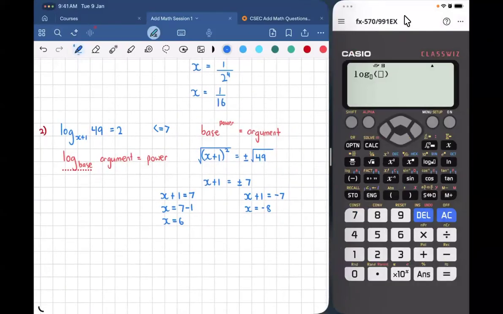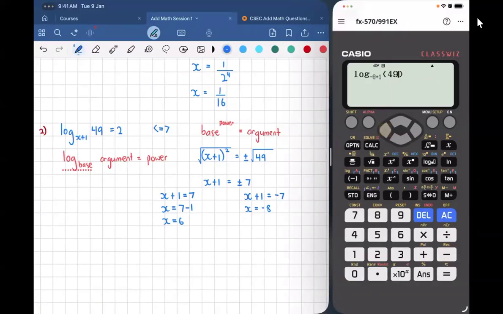Let's check if that's going to happen. So if x is -8, I would put log base -8 plus 1, then I would put 49. Now, if this is feasible and it makes sense, I should get what as my answer? 2. I should get 2. Instead, I get math error. You know what I mean? I mean, this solution is invalid.